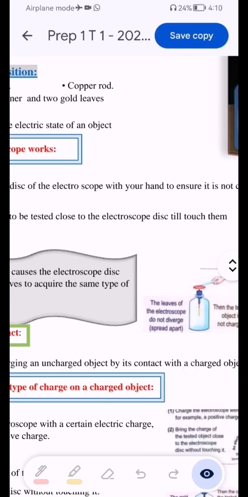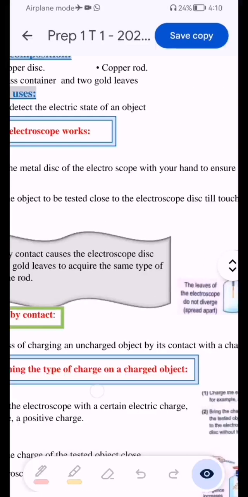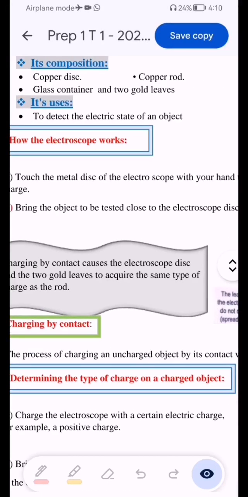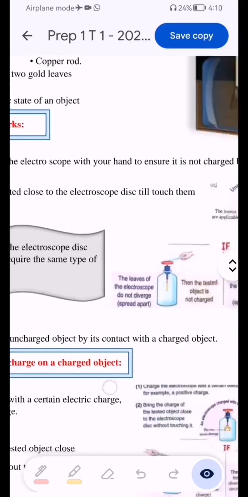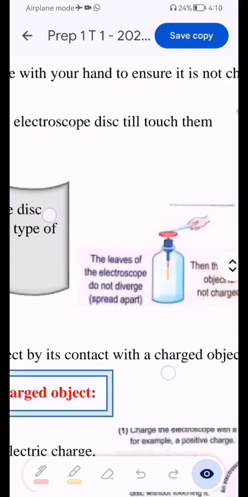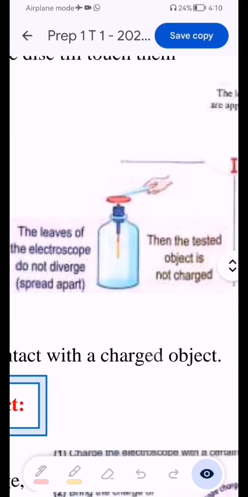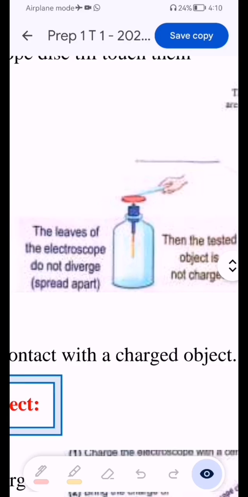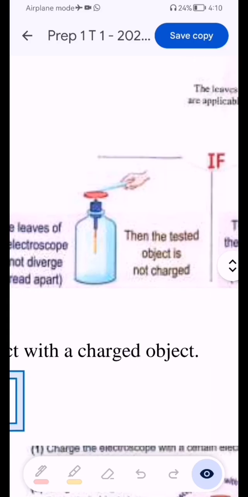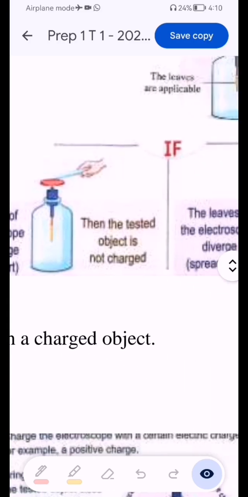Then the second step, we will bring the object to be tested and put it on the copper disc. If the leaves of the electroscope don't diverge, don't spread out, what does that mean? That means there are no charges found on the device and the object. So the tested object is not charged.